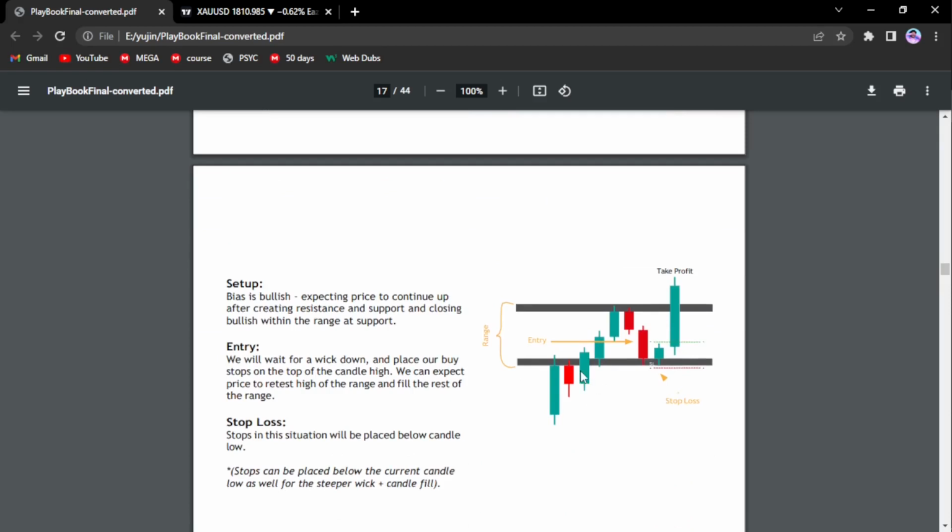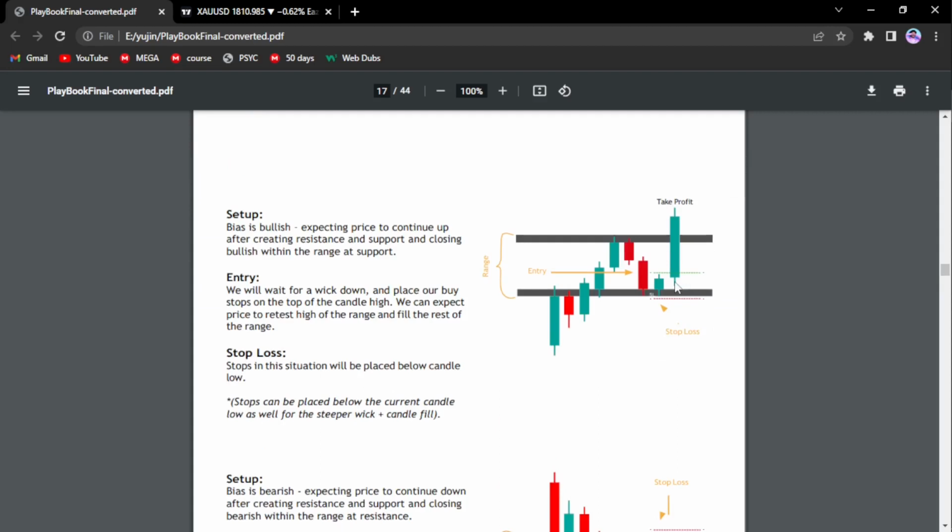So our bias of the market, our session bias is bullish. I had taught you how to identify your session bias. So we expect price to continue up after creating the resistance and closing bullish within the range at support. Okay, so price made a high, resistance, pulls back, makes a support. For it to satisfy the session bias, it has to make support to go back and retest the highs made. So that was the setup.